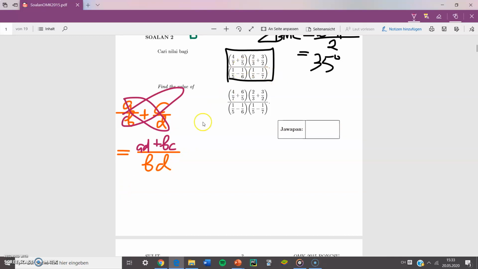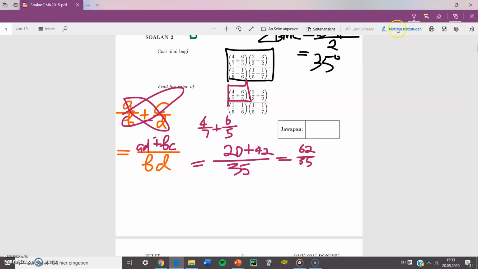So we can use this fact to deal with these four fractions jumbled up into one mega fraction. We just look at them one by one. If this is a minus, then just change it to a minus. It's the same thing. Okay, so we look at the first one: 4 over 7 plus 6 over 5. Here we have our b times d is 35, right? And then our 4 times 5 is 20, our 6 times 7 is 42. So we have 62 over 35.